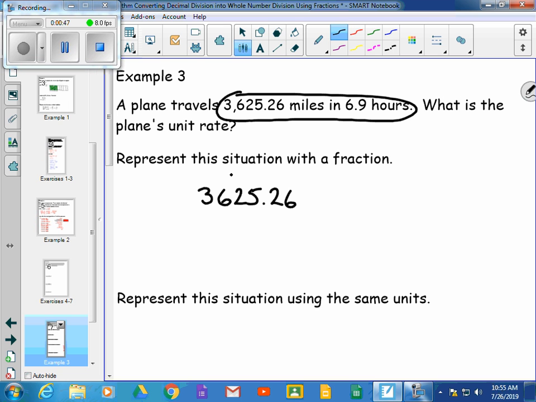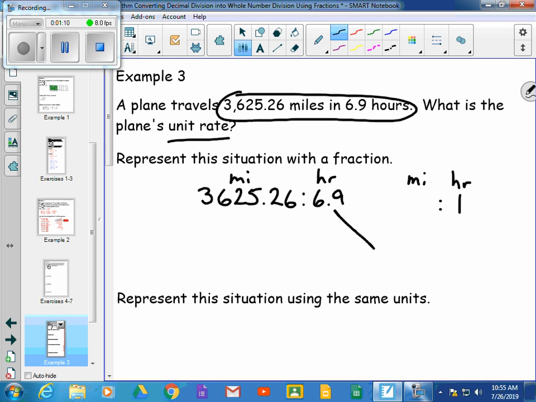3,625.26 miles for every 6.9 hours. If I want to know the unit rate, I can set that equal to another ratio and fill in a 1 for the hour. I want to know how much in 1 hour.